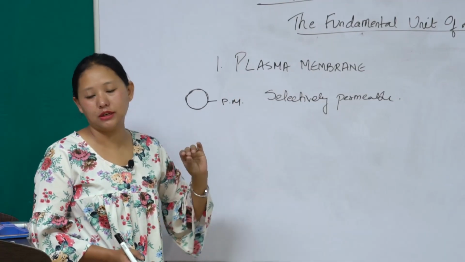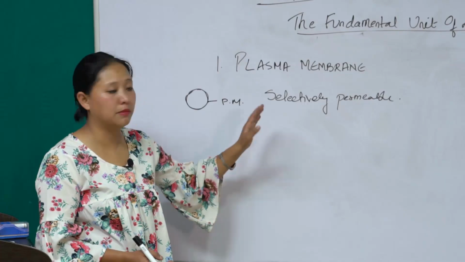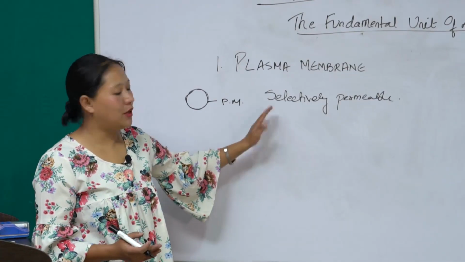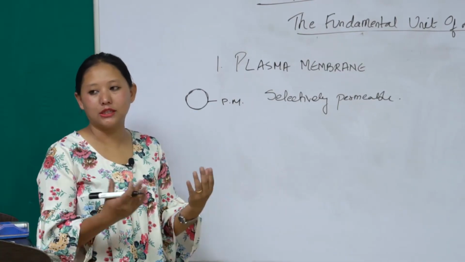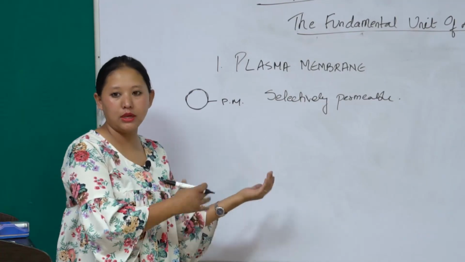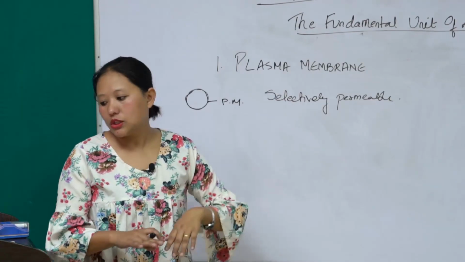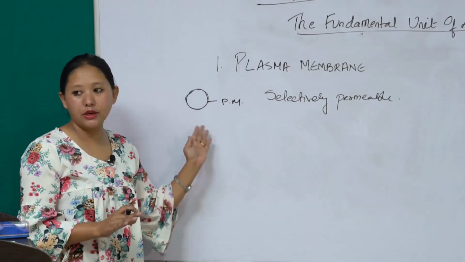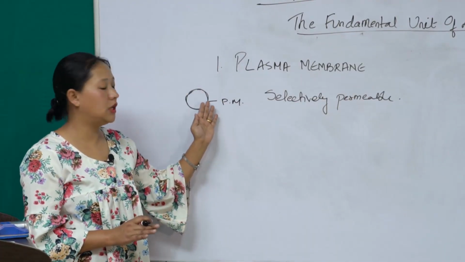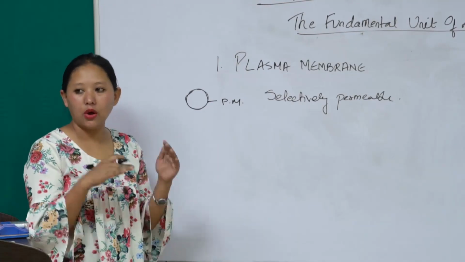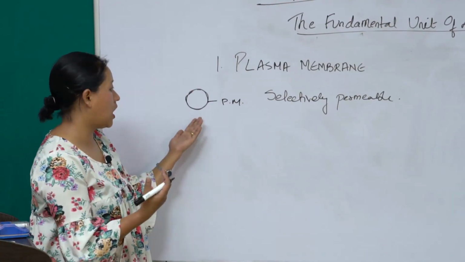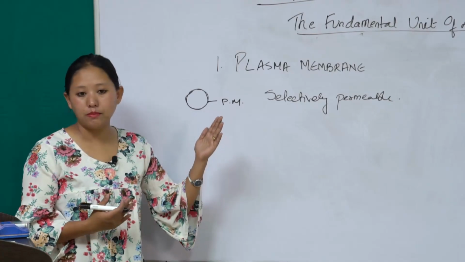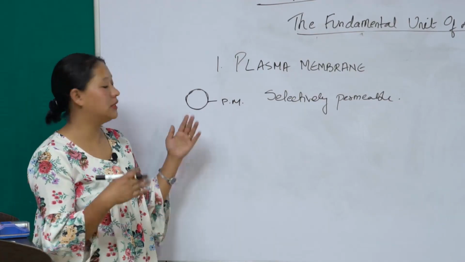certain objects to come in and out of its membrane. At the same time, it will not allow certain other objects to come in and out. As we all know, the plasma membrane is the outer covering. It is just like a boundary, or like the wall of a house. So the plasma membrane is a boundary, a wall, the outer covering.